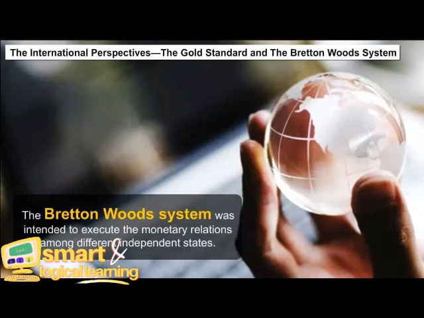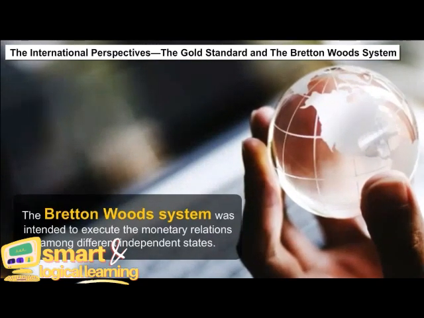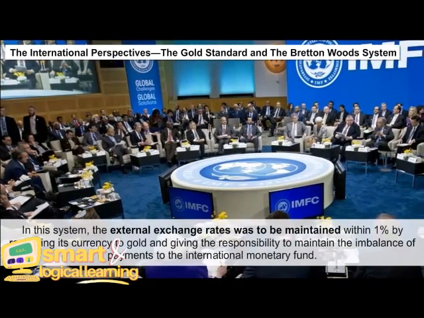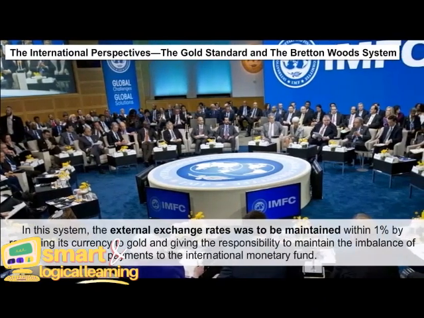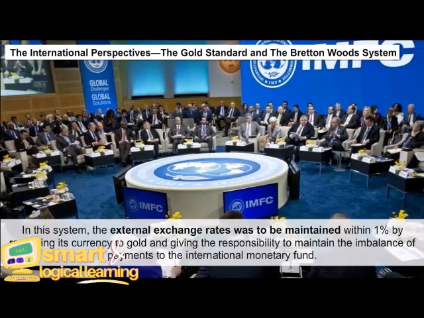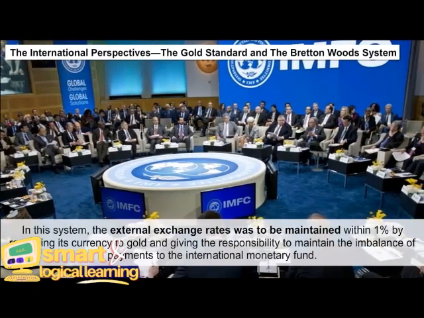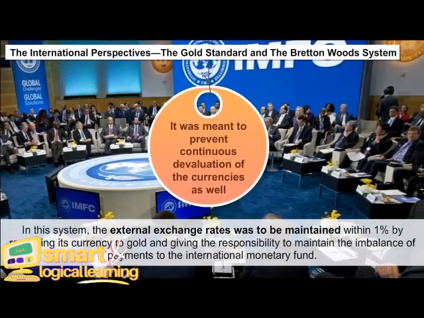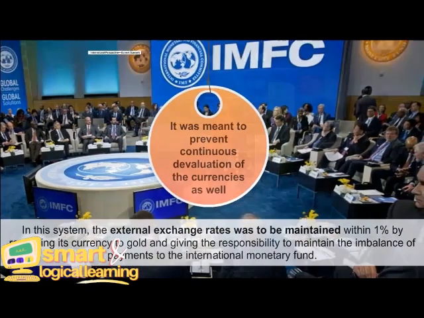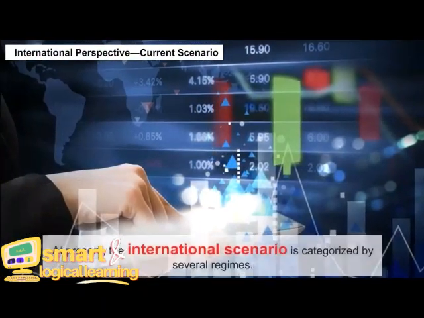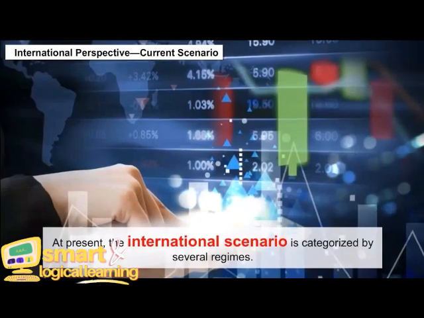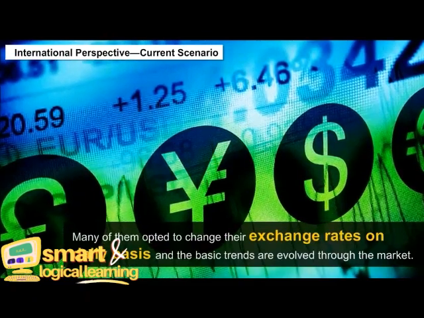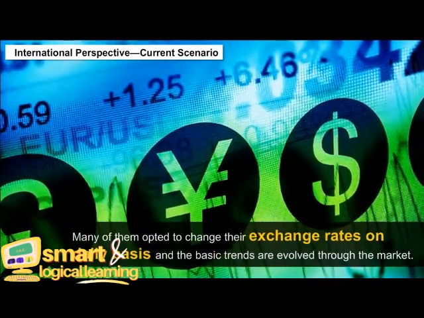The Bretton Woods system was intended to execute the monetary relations among different independent states. In this system, the external exchange rates were to be maintained within 1% by restricting its currency to gold and giving the responsibility to maintain the imbalance of payments to the International Monetary Fund. It was meant to prevent continuous devaluation of the currencies as well. International perspective. Current scenario. At present, the international scenario is categorized by several regimes. Many of them opted to change their exchange rates on a daily basis, and the basic trends are evolved through the market.